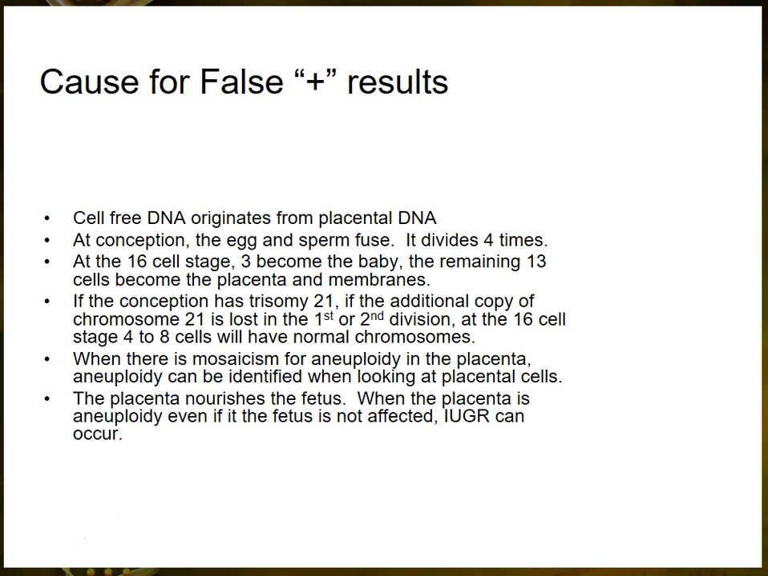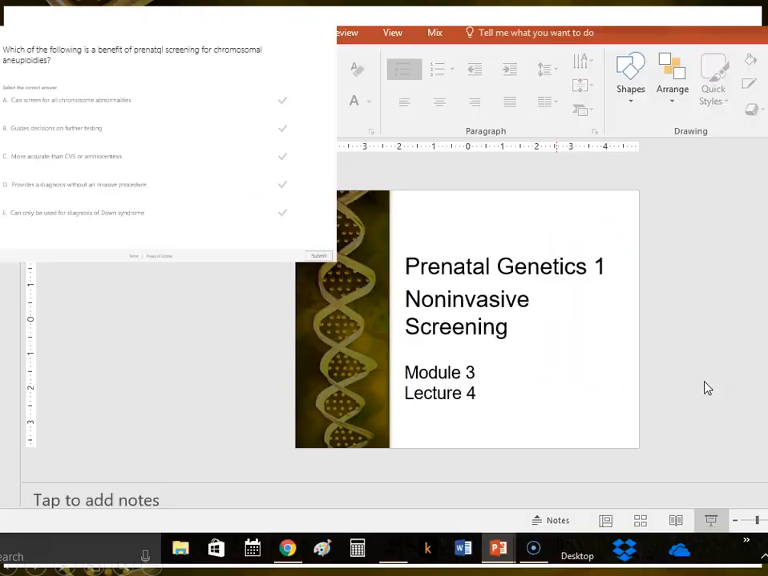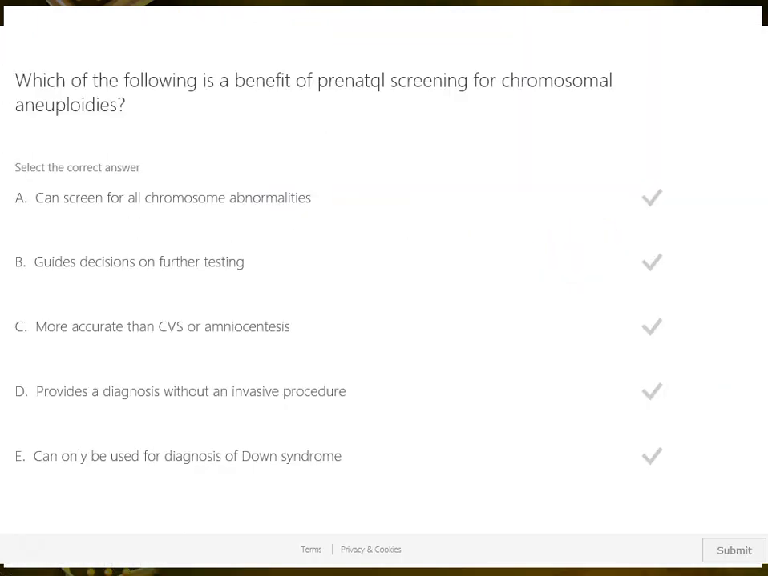The placenta nourishes the fetus, so even when there is a false positive, if there's aneuploidy in the placenta, this can result in intrauterine growth retardation in the fetus. And here's just an example of mosaicism. Sometimes it's in the fetus and the placenta. Sometimes it's just in the placenta. Sometimes it's just in the baby.